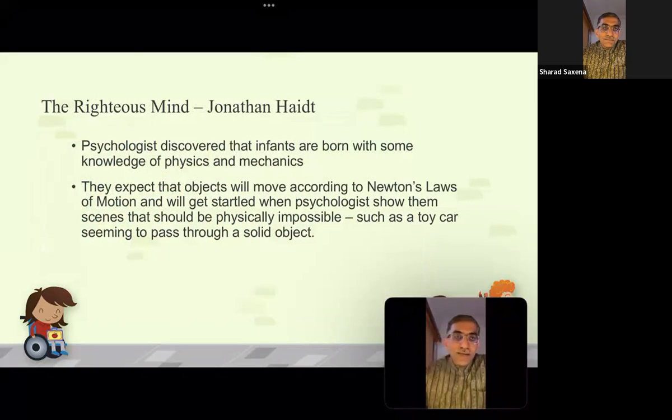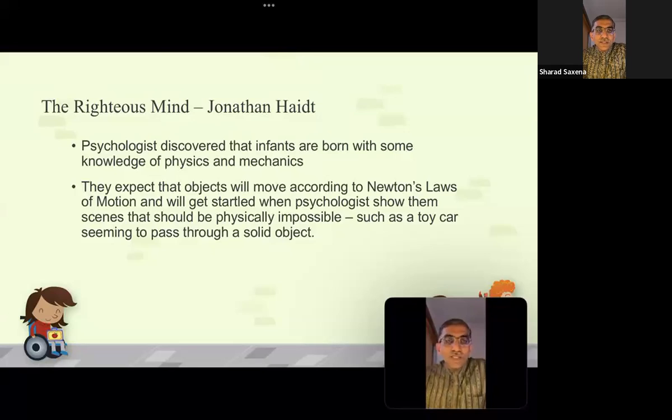I am recently reading a book, and I pleasantly came across a wonderful section in that book. The book is The Righteous Mind by Jonathan Haidt. He's a moral psychologist, so the subject is very different from science. But what he writes in that is very striking.